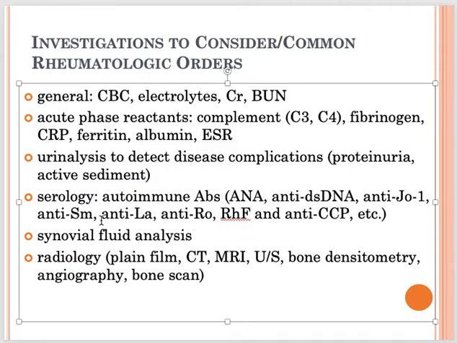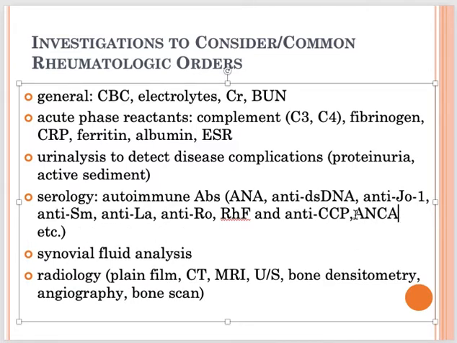anti-La. There are ANCAs, which is anti-neutrophil cytoplasmic antibodies. There are two types, C-ANCA and P-ANCA, or cytoplasmic ANCA and perinuclear ANCA. So, P for perinuclear and C for cytoplasmic. They are present in many vasculitides. For example, C-ANCA is present in Wegener's granulomatosis, whereas P-ANCA can be present in microscopic polyarteritis as well as Churg-Strauss syndrome.